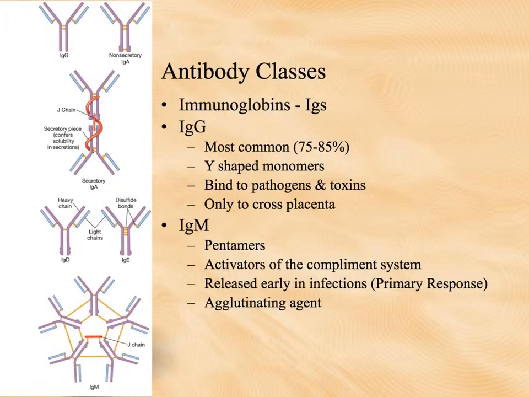All right, so here we have IgMs, and these are pentamers, meaning there's 5 of them. So here's your pentamer. These are activators of the complement system, so they get that whole protein cascade going. These are released early in infections. These are a primary response. They're an agglutinating agent, so when you have the blood transfusion reaction, they cause the blood cells to clump together. But again, these guys are released in infections.